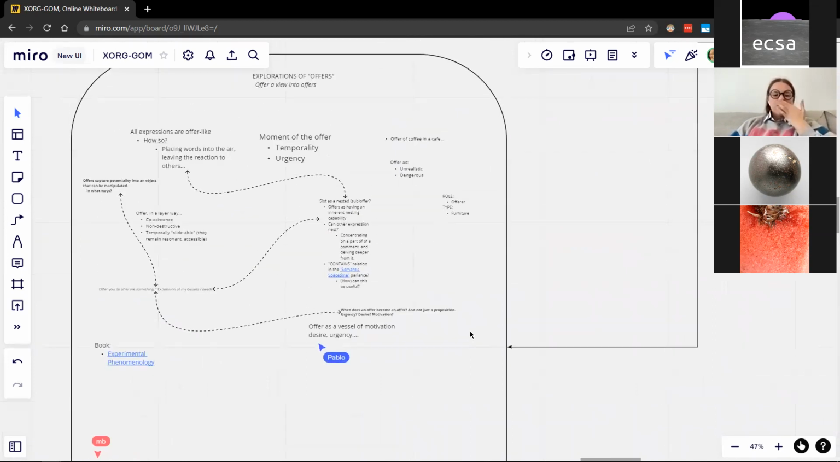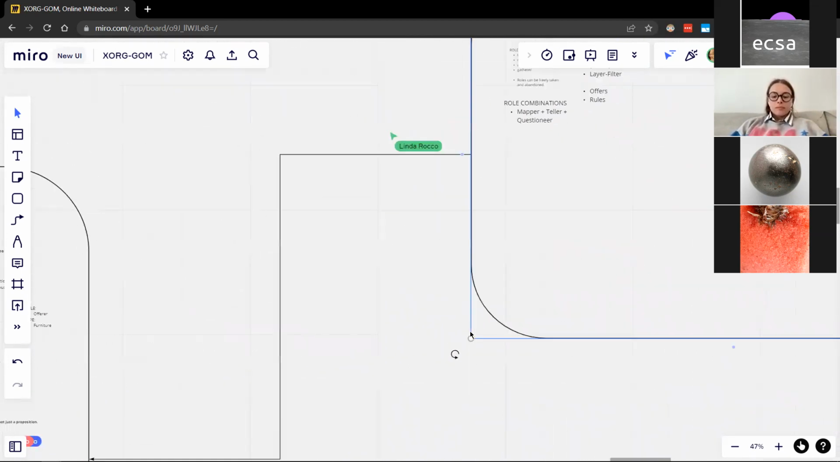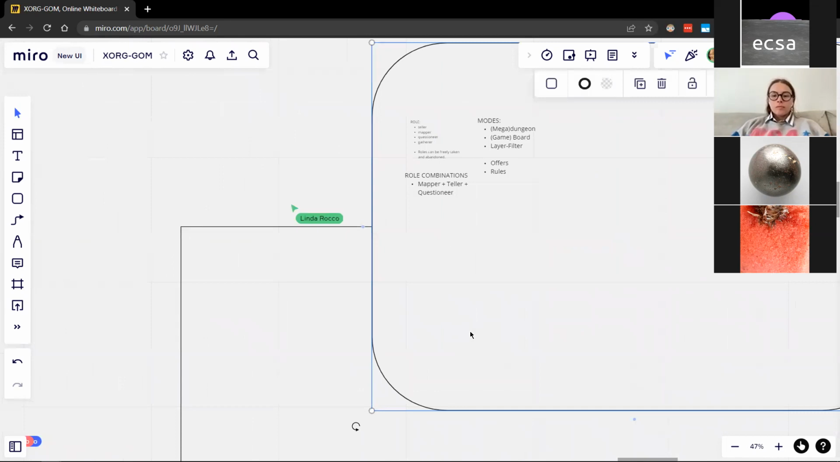Yeah. But on the other hand, you can say inside the game, here are the perspectives that we propose. Say we propose a dungeon and maybe a game board or whatever they are. So you select.